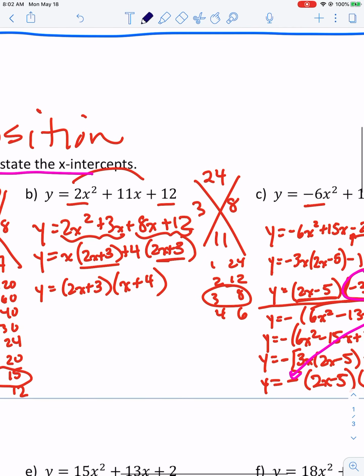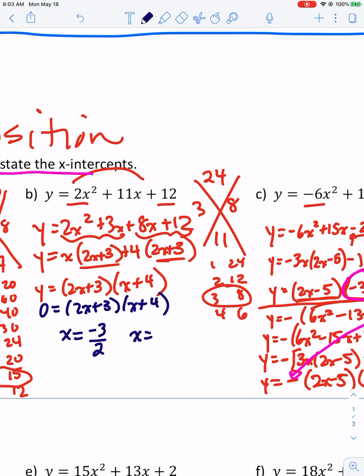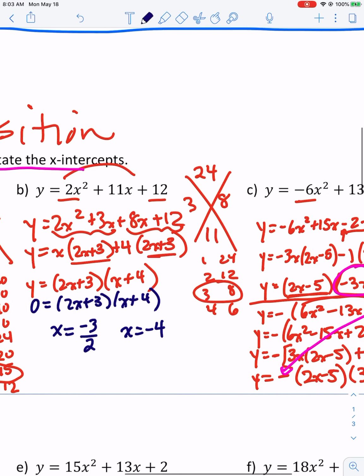So for the next one here, if we let this equal 0 to get the x-intercepts, so for the first one, x would equal, imagine, the 3 goes to the other side, so that's a minus 3, and then over 2. And for the next one, that just is a -4.